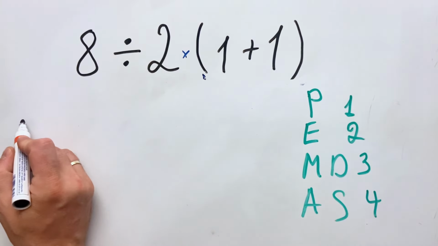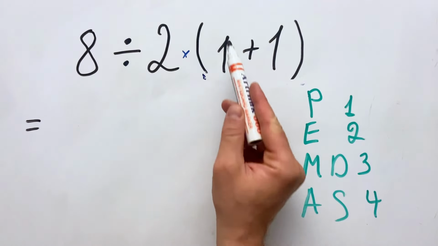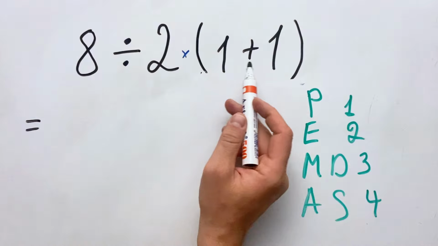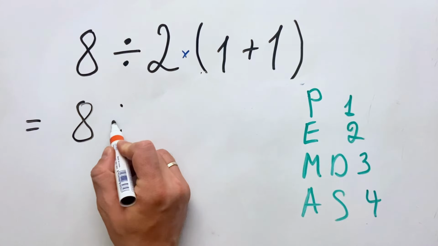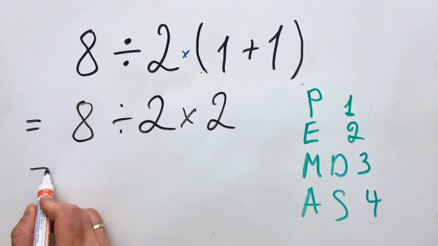So we will solve this equation following the order of operations. First, we do what's inside the parentheses. So we have 1 plus 1 equals 2. So we get 8 divided by 2 multiplied by 2.